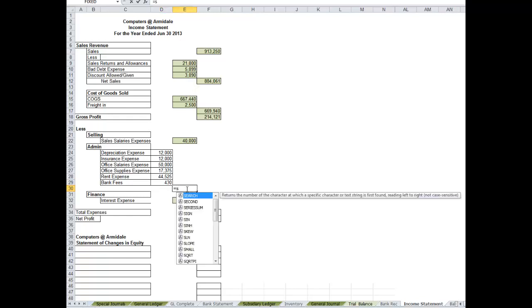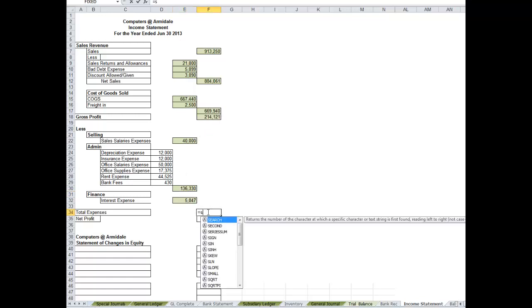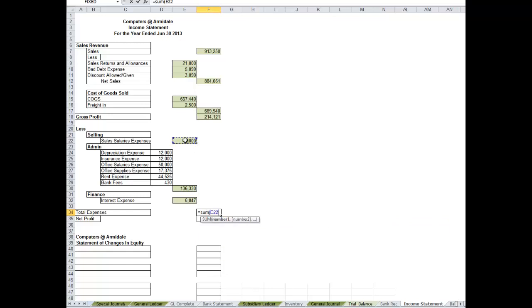So now we add up all the totals. And again, so we've got sales less cost of goods sold equals gross profit, less all of our expenses, and I'll add all of these up. Equals our total expenses. So gross profit minus total expenses equals our net profit.